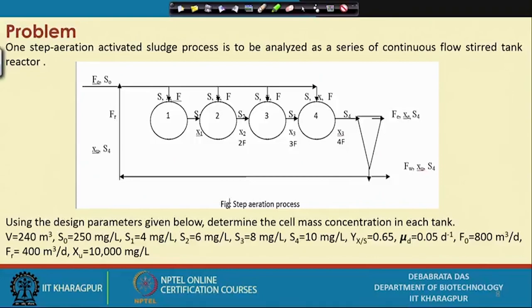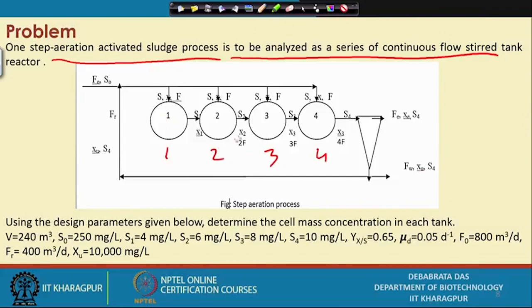The one-step aeration activated sludge process is to be analyzed as a series of continuous stirred tank reactors. Now, these are the four tanks: 1, 2, 3, 4. They are continuous stirred tank reactors attached to each other in series. Then this is the clarifier, where you separate out the cells and recycle them back to the system.